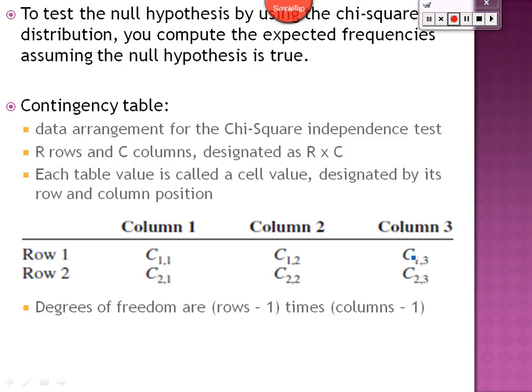Your degrees of freedom are a little bit different. It's not just as cut and dried as we take n-1 or n-2. You take your number of rows minus 1 times your number of columns minus 1. So this degrees of freedom is just a little bit more involved than what we are used to.